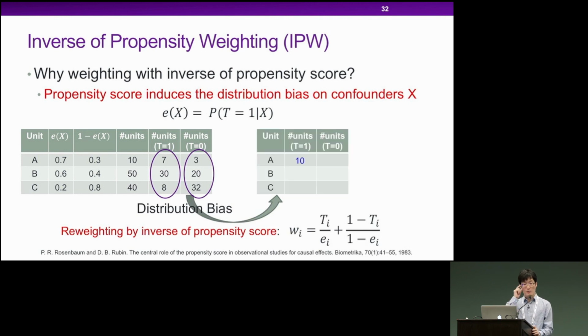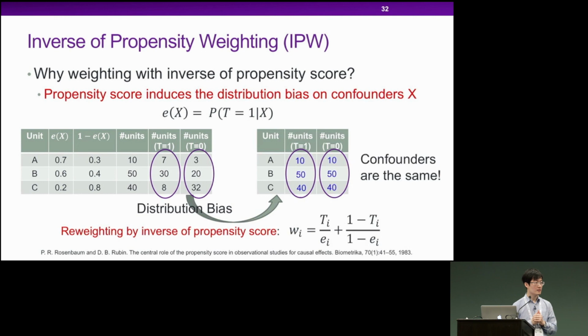For type A, you will get 10 units in the treated group and 10 units in the control group. For type B, you will get 50-50, and for C, you will get 40 and 40. So after the reweighting, you will find that these distributions are the same. So that's the inverse of propensity score method.